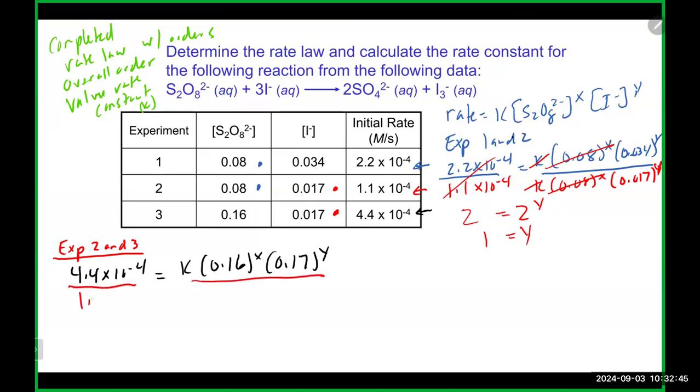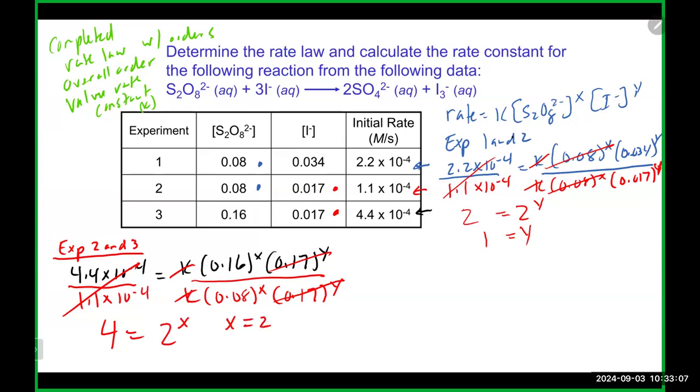So we'll go with 1.1 times 10 to the minus 4, k, 0.08 to the x, and 0.17 to the y. Doing our division here, that's going to give us a 4. The k's will cancel. These guys will completely cancel. And that's going to give us a 2 to the x. And you can probably see x should equal 2 in this case, right? 2 squared is 4. Any questions on that one there?